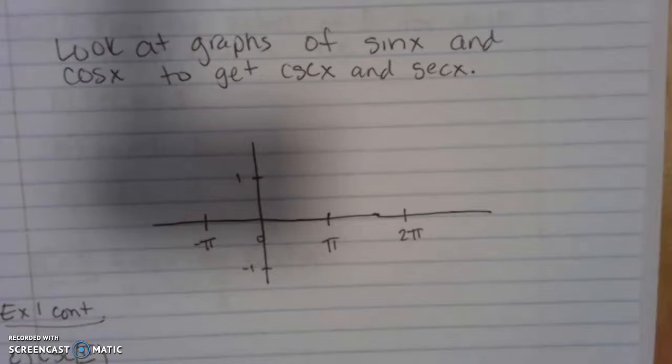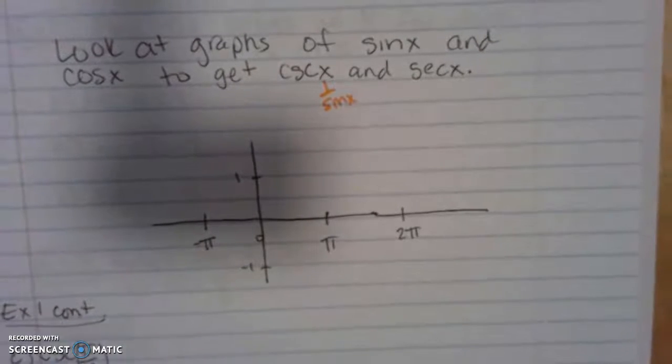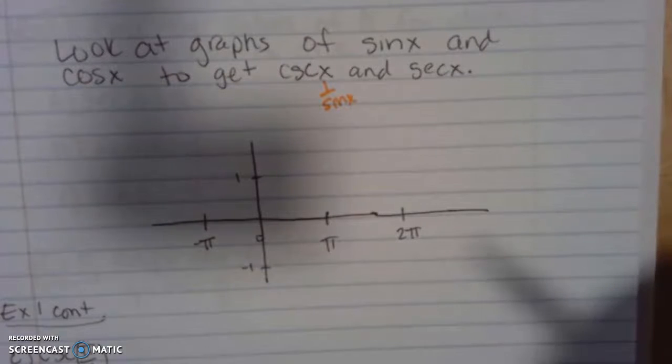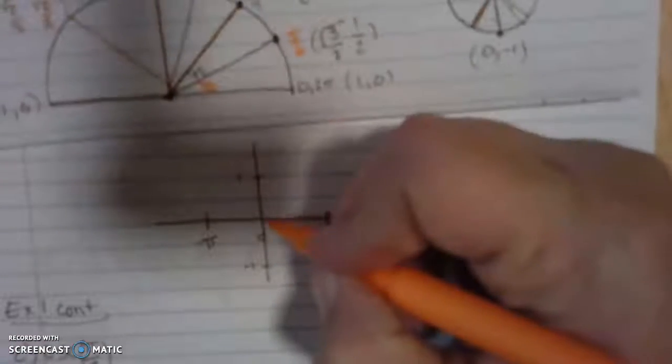So we're going to look at the graphs of sine to get cosecant x, because cosecant is 1 over sine x, right? Remember, 1 over sine x. And so first let's just graph sine. Well, what is sine of 0? I like to look at my little unit circle. Sine of 0 is 0.